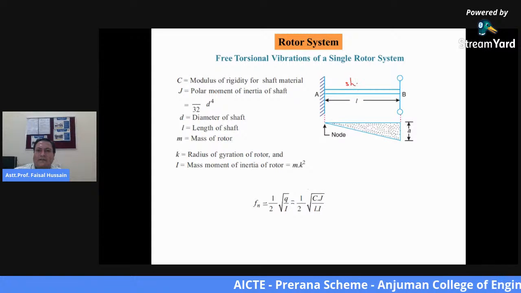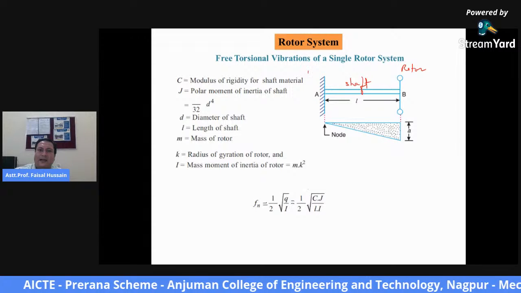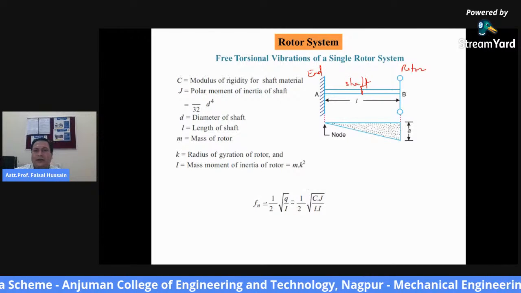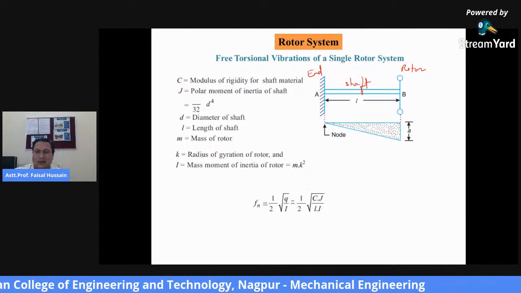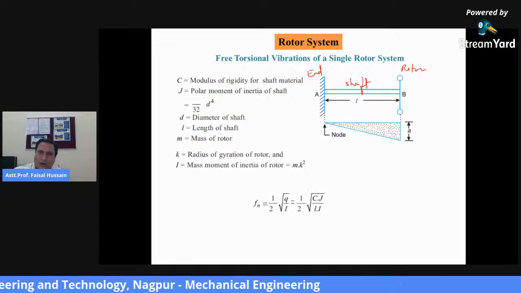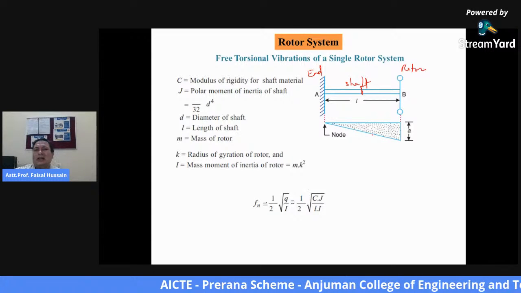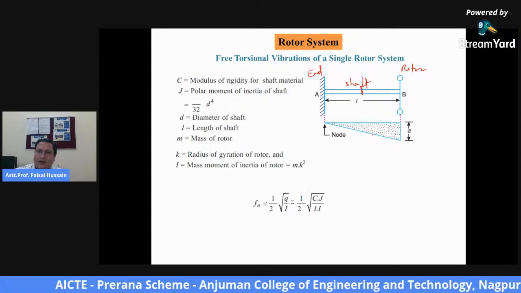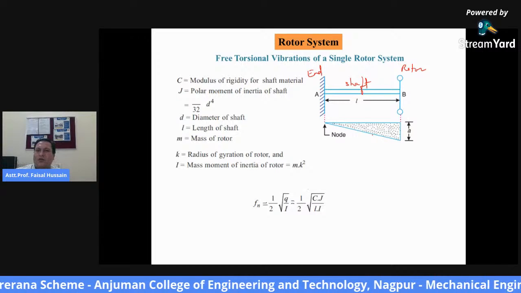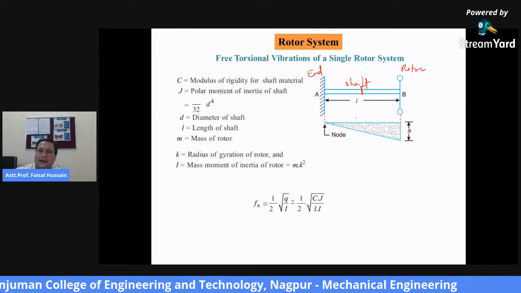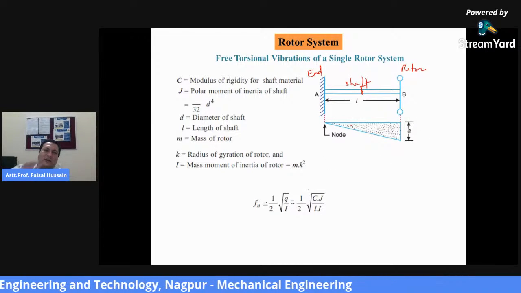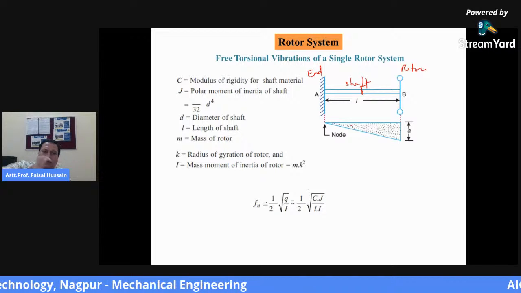This is your shaft at one end. This is your rotor, and the other end is fixed. When the rotor is applied a torque, or if the rotor is rotating, there is a torsional twisting moment of the rotor and a torsional untwisting moment of the rotor. This will be the noding diagram. The rotor is twisting and untwisting like this.